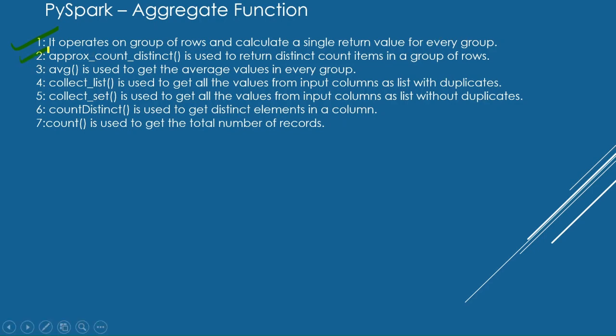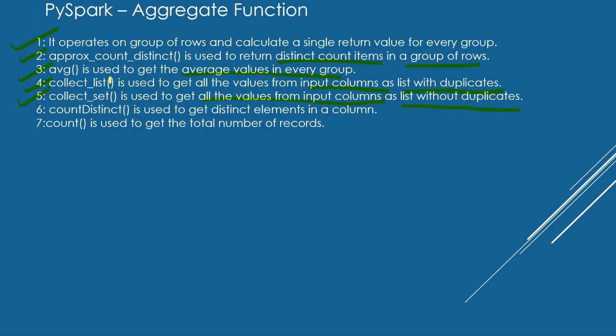The aggregate functions which we are going to see in this exercise are approx_count_distinct. This aggregate function is used to return the distinct count of items in a group of rows. Average will give the average value for every group. Collect_list is used to get all the values from the input column as a list with duplicates. Collect_set is used to get all the values from an input column as a list without duplicates.